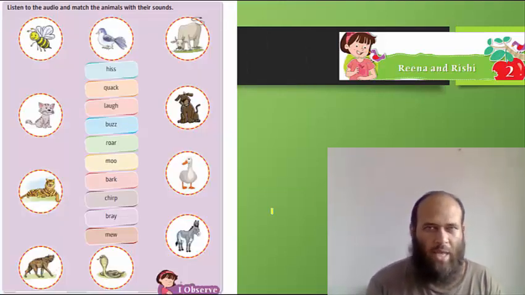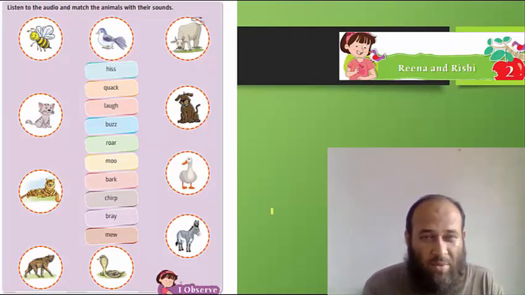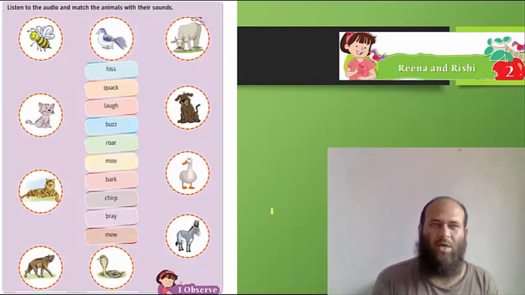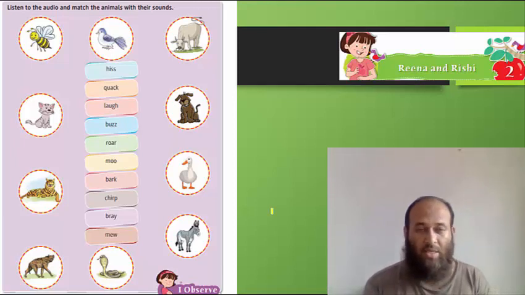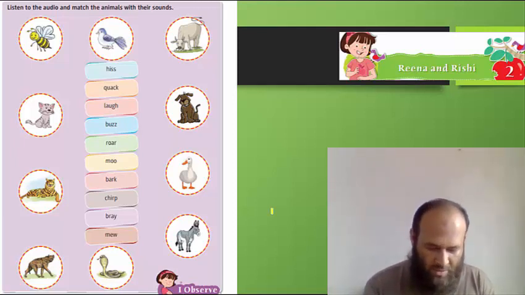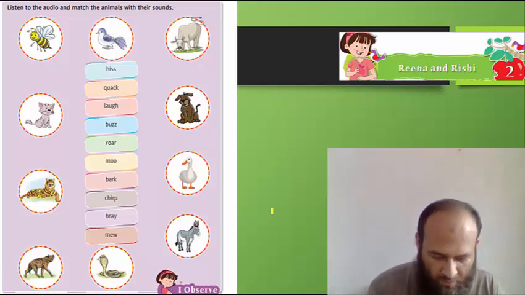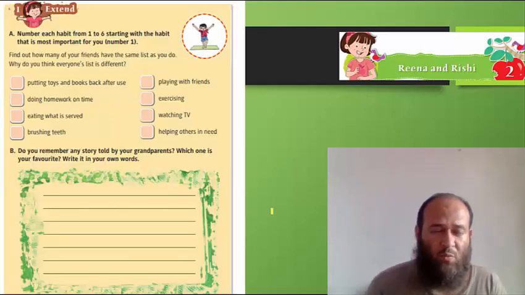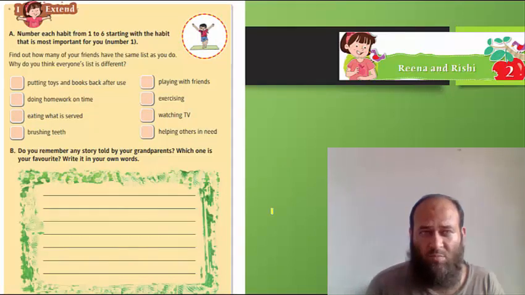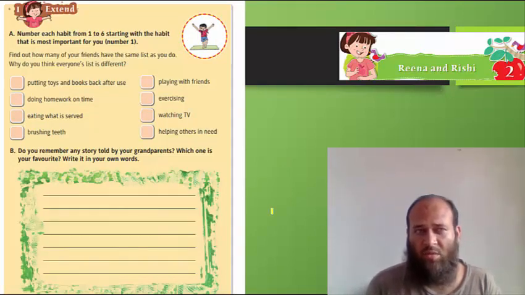We have one more topic remaining, that is I observe. And for this I observe session, there is an audio that you have to listen to. Listen to the audio and match the animals with their sounds. Now, number each habit from 1 to 6, starting with the habit that is most important for you. What is most important? Find out.